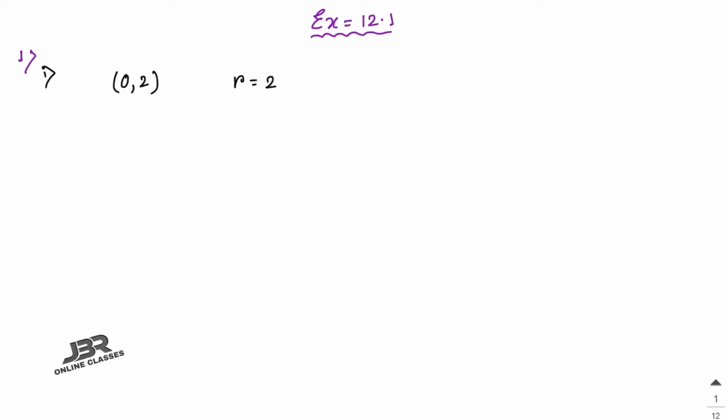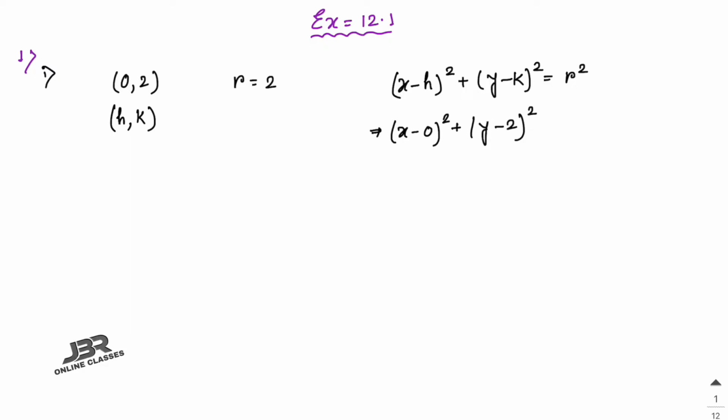Here's the formula to find the equation of the circle: (x minus h) whole square plus (y minus k) whole square equal to r square. Here h and k are the coordinates of the center, and r means radius. That means here h equal to 0, k equal to 2. So let's put down the values: (x minus 0) whole square plus (y minus 2) whole square equal to r square. So r square means here you can write 2 square. So that means x square plus (y minus 2) whole square equal to 4.